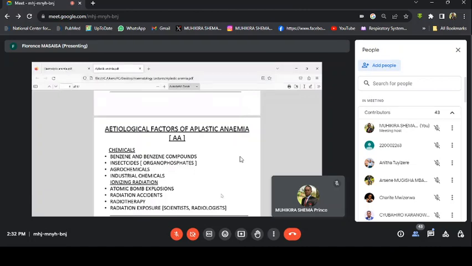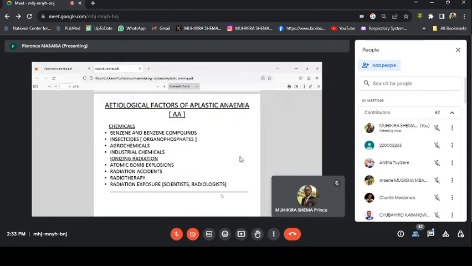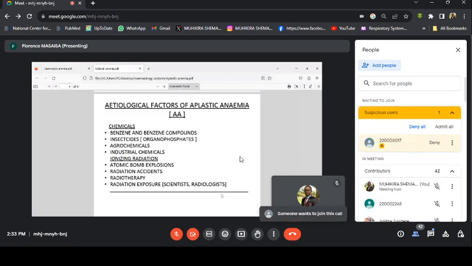ionizing radiation, atom bomb, or people working in radiology, like radiologists, scientists, and so on, but also after radiotherapy. If we have any cancer, during the cancer treatment, they may develop aplastic anemia as a side effect from radiotherapy.